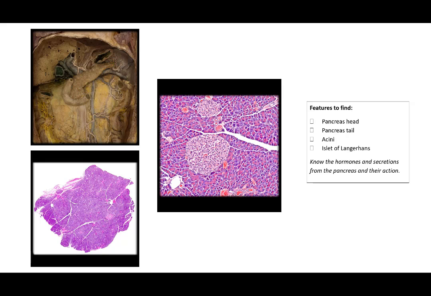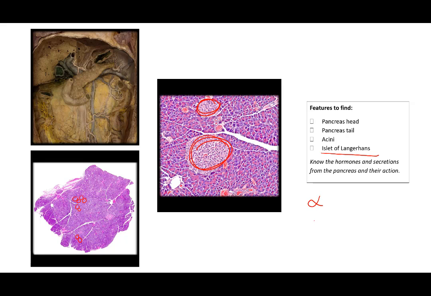On the histological slide images, the dark purple region are the acini. They make digestive enzymes. The islet of Langerhans are our endocrine portions, and they are these light-colored regions. We can just see them as little tiny dots in this really zoomed out view. They're just little tiny white spots, and those are the islet of Langerhans.